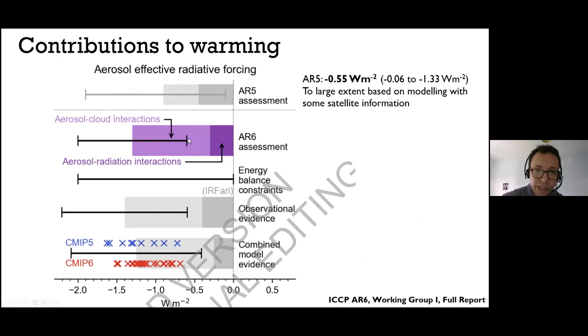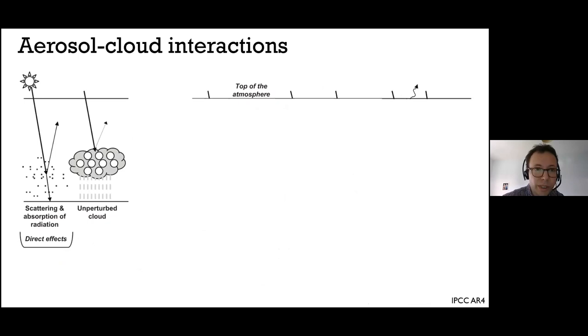And if you go back to even earlier assessment reports, then you will find the same result. We can also see that there's a lot of model evidence, and there's some observational evidence, with the observations tending towards larger values and the models tending towards smaller values, but both have their pros and cons. So we are interested in this bit. And now I would like to show what those aerosol cloud interactions actually mean.